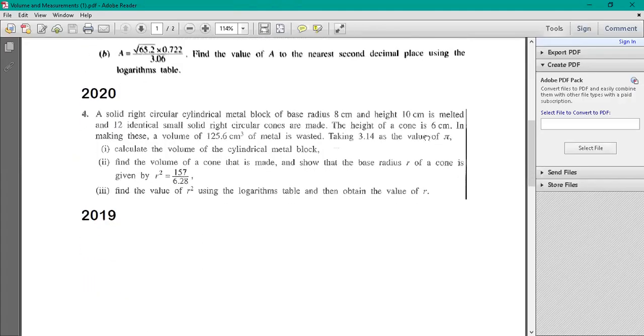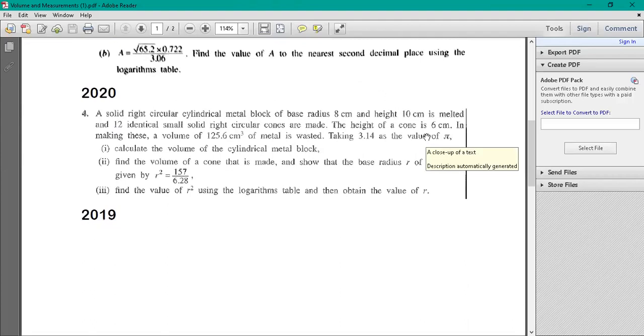2020. A solid right circular cylindrical metal block of base radius 8 cm and height 10 cm is melted and 12 identical small solid right circular cones are made.